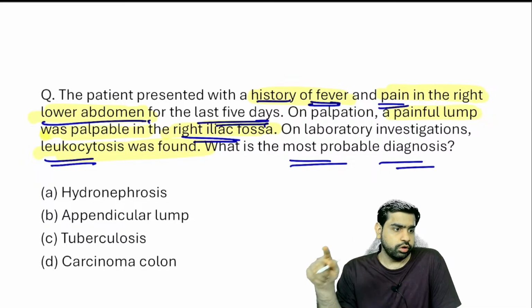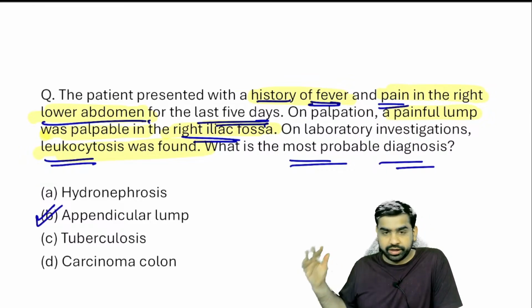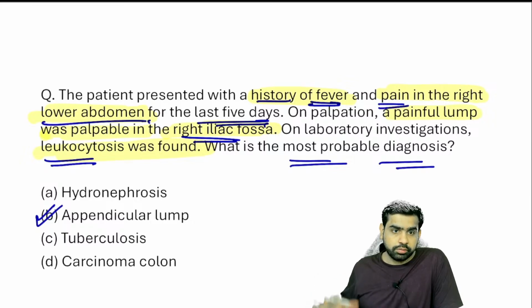Okay, so what is the answer over here? The answer over here is appendicular lump. Very nice. Okay, so for your FMG, appendicitis, the appendicular lump and the appendicular abscess are very important. So what is this particular appendicular lump?